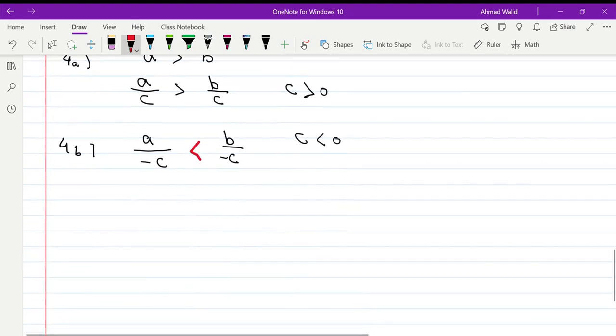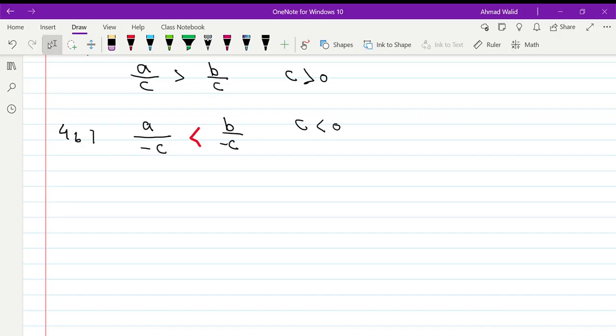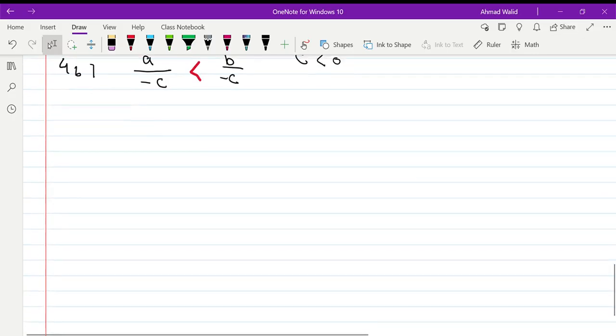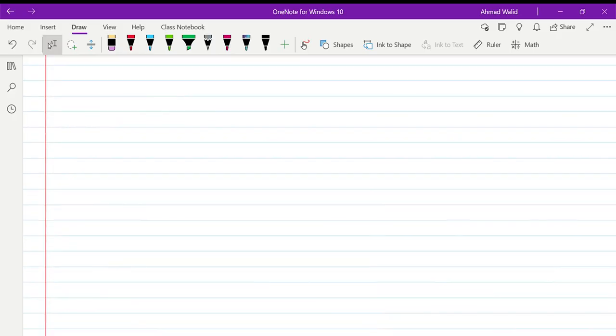Now, I will start with the first example and I'll show it for you: how you solve an inequality, how to show it on the number line, and how to write your answer in notation form, correct?